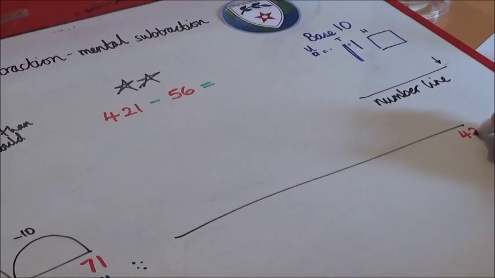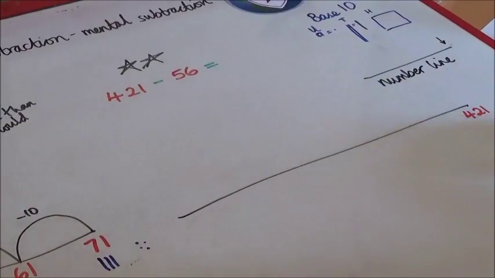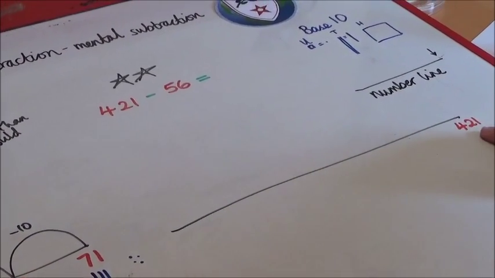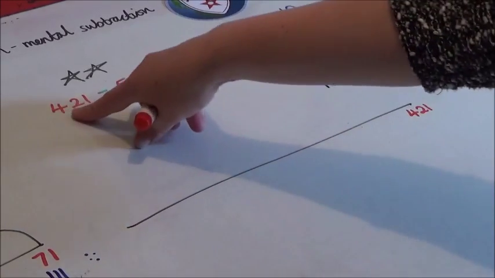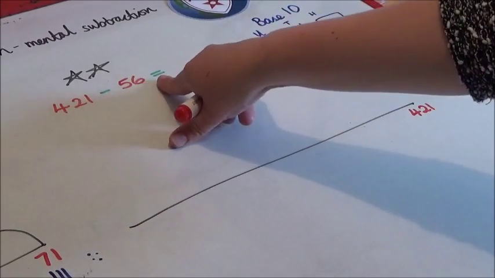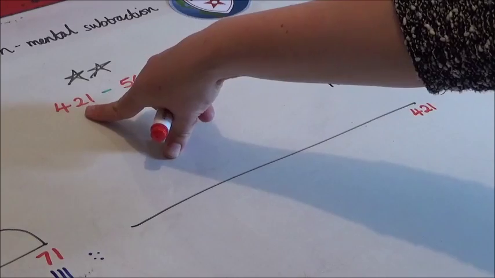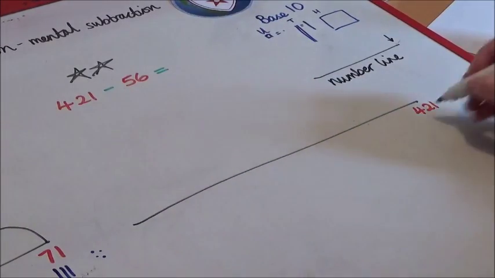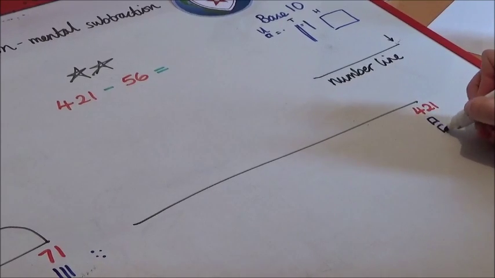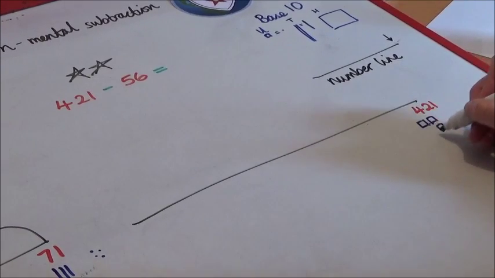Again, I'm going to put the 421 here on my number line. It's my initial number that I'm going to make smaller, so I put it on this part of my number line. 421 take away 56. I'm going to reduce 421 by 56. Get my base 10. This one I should have chosen a smaller number, so I had less to draw.